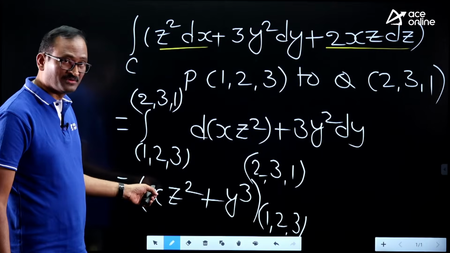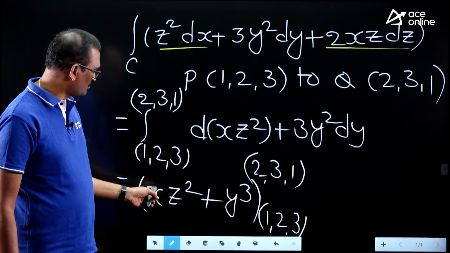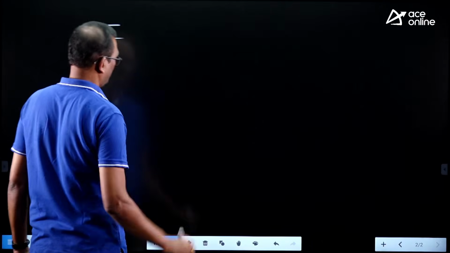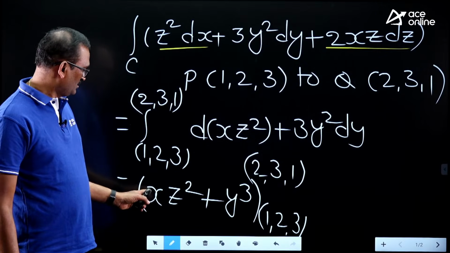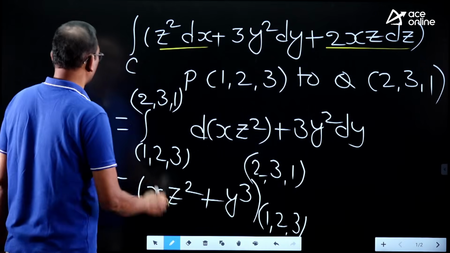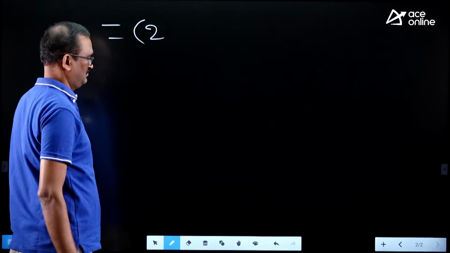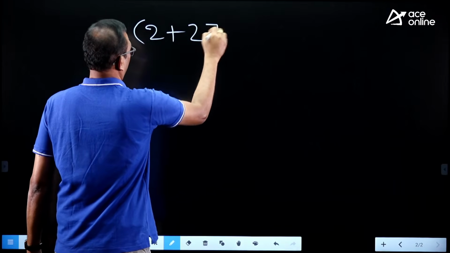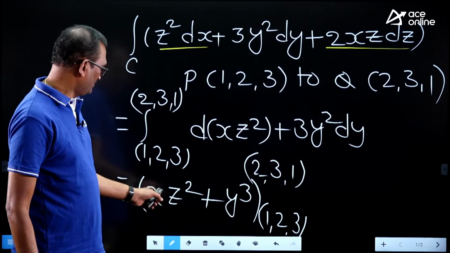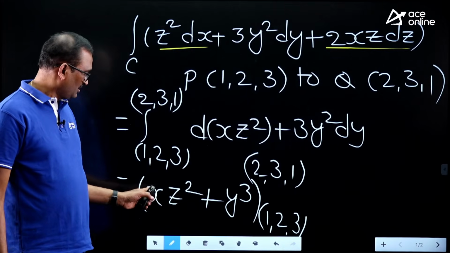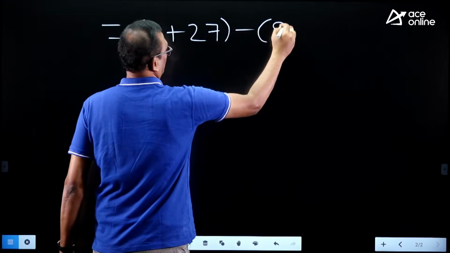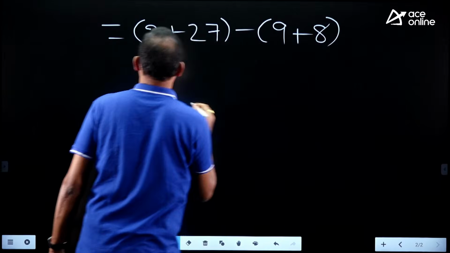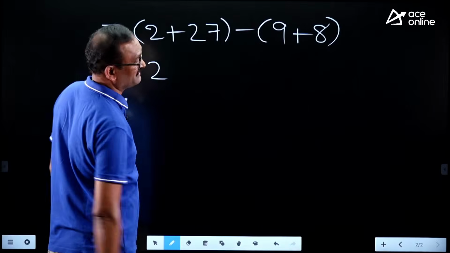Simplify this expression. Substitute the upper limit, x equal to 2, z equal to 1 and y equal to 3. The value of the line integral: observe that x value 2, z value 1, 2 into 1 square is 2. Next y value 3, 3 cube is 27, minus, here x value 1, z value 3, 1 into 3 square is 9, y value 2, 2 cube is 8. So therefore the answer is 29 minus 17, that is 12.